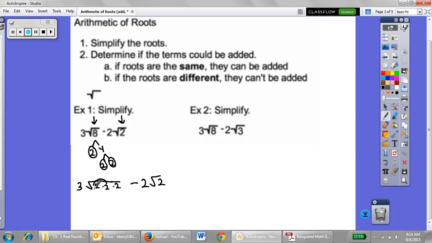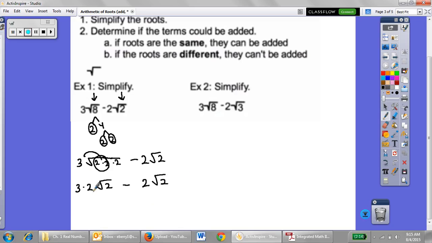Now I see a pair underneath the square root sign, so it comes out. It comes out by being multiplied. So the 3 comes down, and this 2 comes to the outside with a multiplication sign in between. And this 2 stays underneath the square root sign. Lastly, go ahead and simplify. So this is 3 times 2, which is 6, square root 2, minus 2 square root 2.